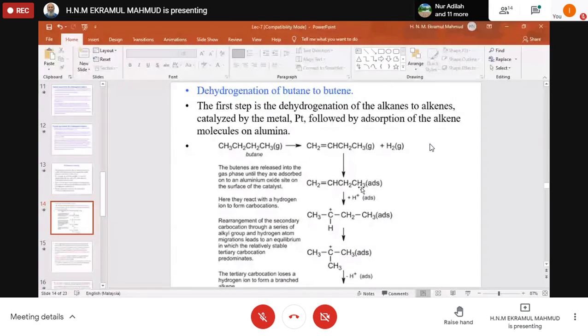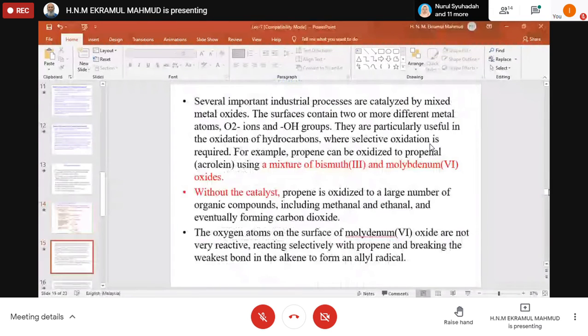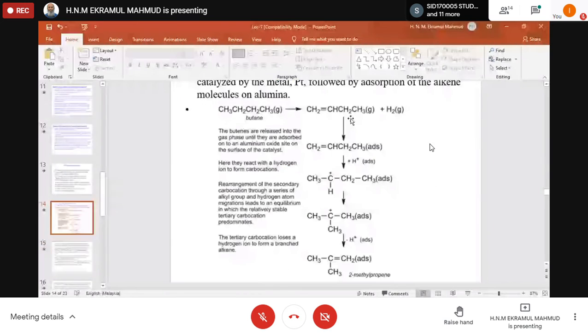So here we find the butene adsorbed by platinum. After that, the job is done by the other part, that is alumina. It will transform it. So this is the mechanism involved.